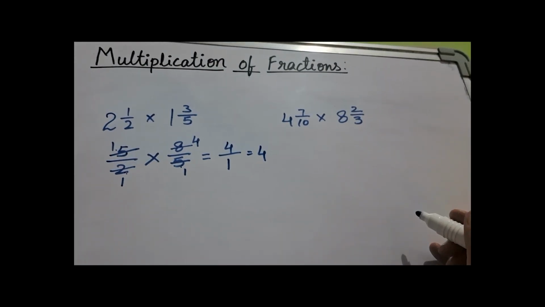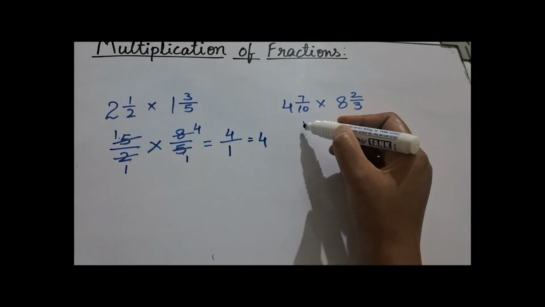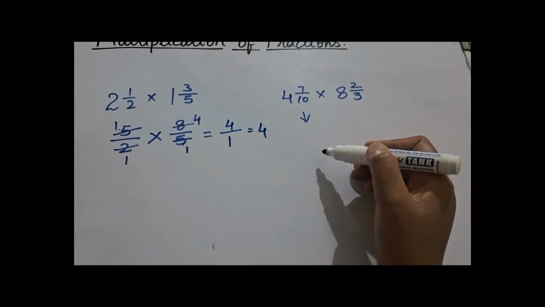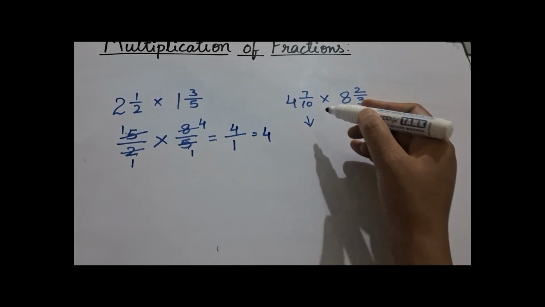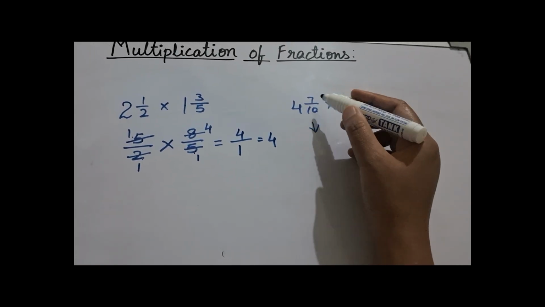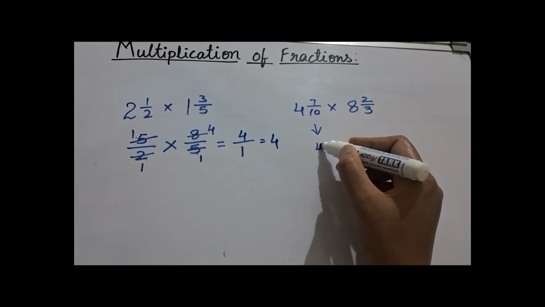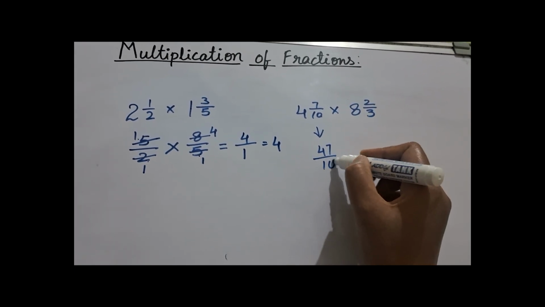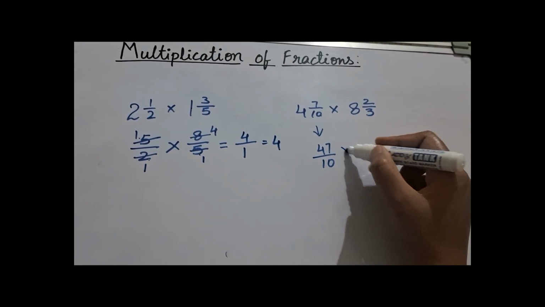Coming to the next one, children. Here we need to convert this to an improper fraction. 10 into 4, 40 plus 7, that is 47 by 10. Okay, multiplied by.